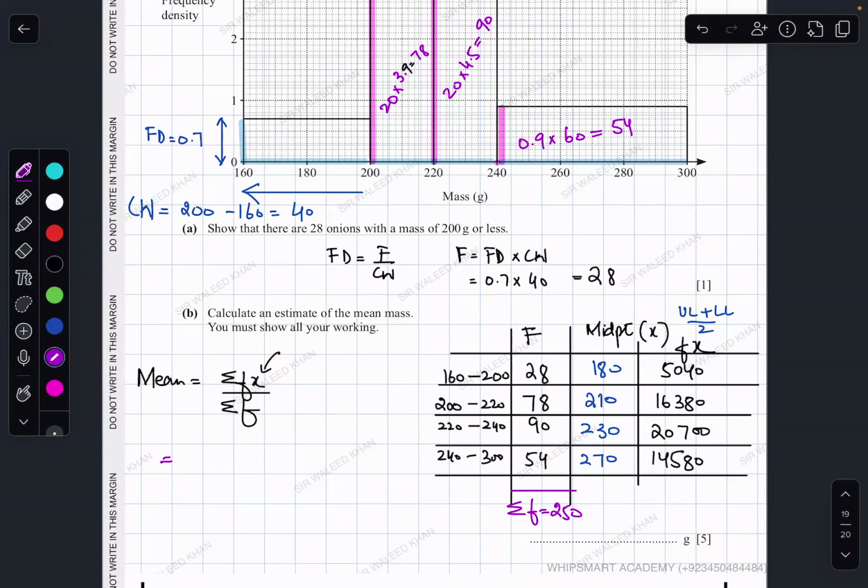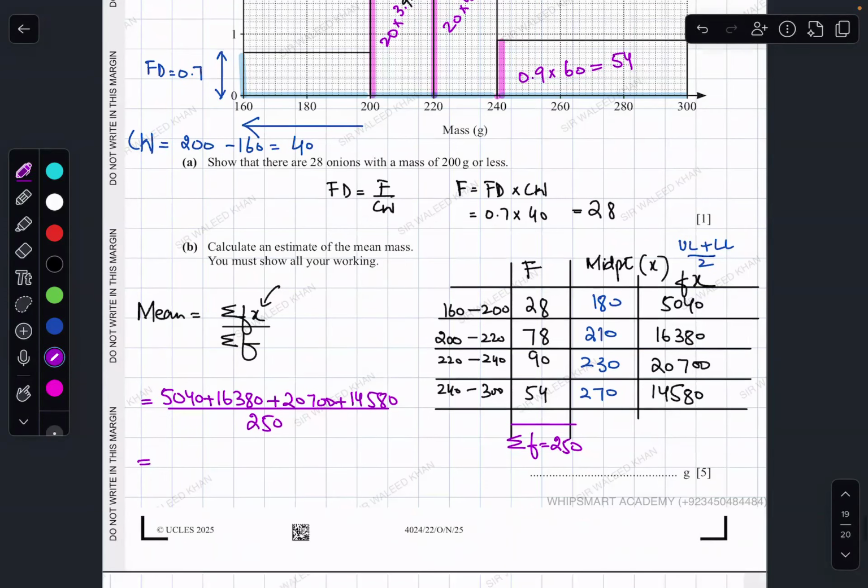So we have sigma fx, which is the sum of all these values: 5040 plus 16,380 plus 20,700 plus 14,580. Divide them by 250. Do it, children, what answer are you getting? So we have 226.8.